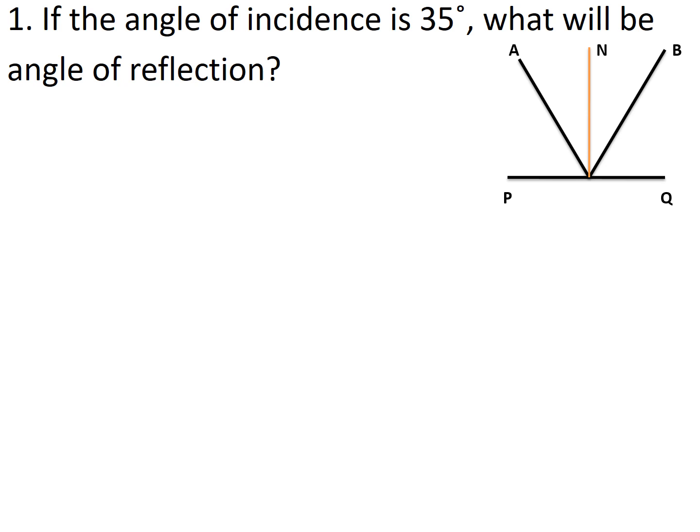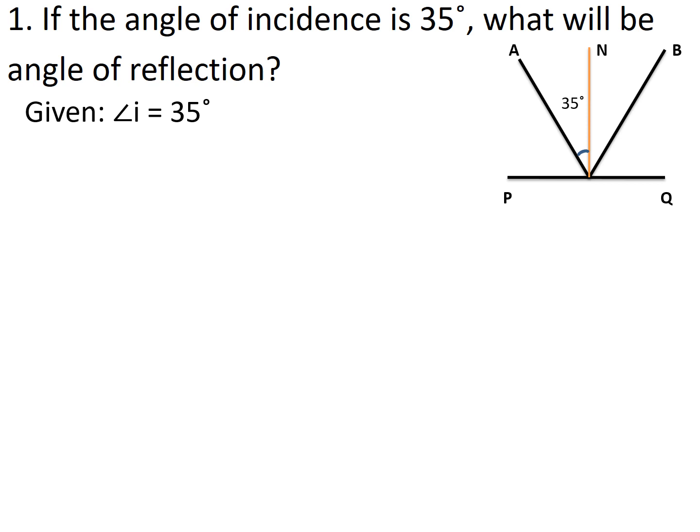We have angle of incidence is 35. This is my angle of incidence, because it's the angle that is made by my incident ray A with the normal. The angle that my incident ray is making will be my angle of incidence. So that angle is given as 35 degree. I can write given: angle of incidence, that's angle I, is equal to 35 degree. That's the first thing given to me.